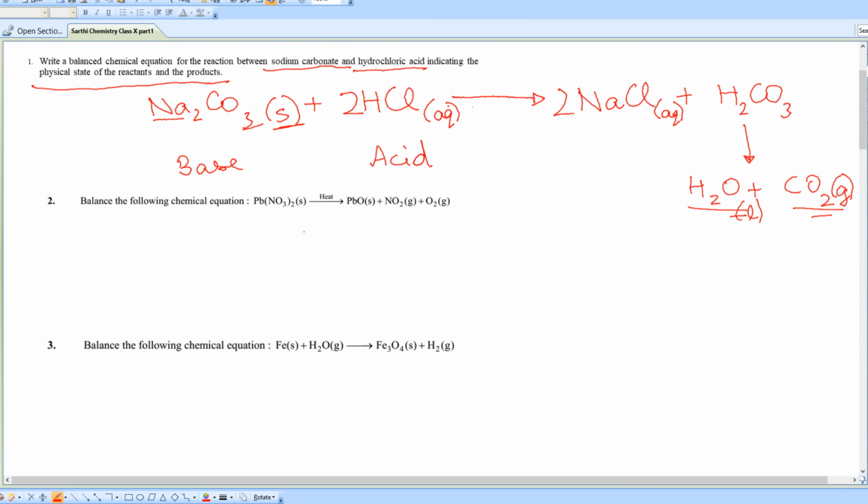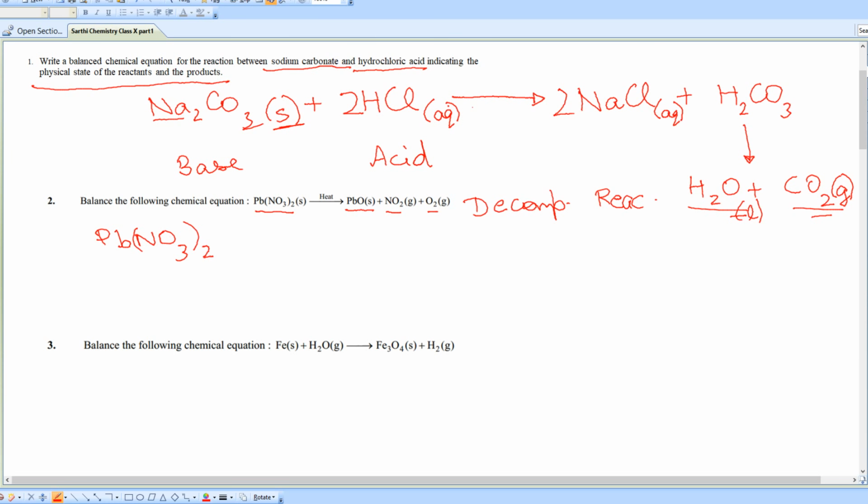Now, we will move on to the second question. Balance the following chemical reaction: lead nitrate decomposing to form lead oxide plus nitrogen dioxide plus oxygen gas. Now, this is an example of a decomposition reaction. We have been asked to balance this chemical equation. First, we will write this here.